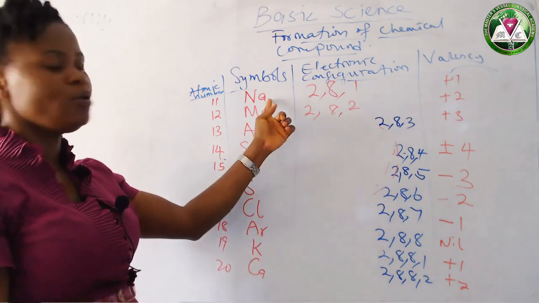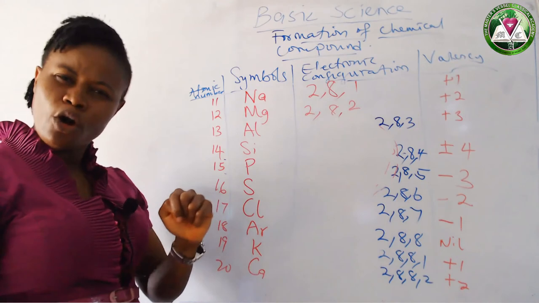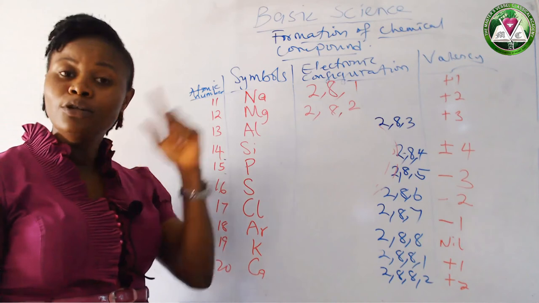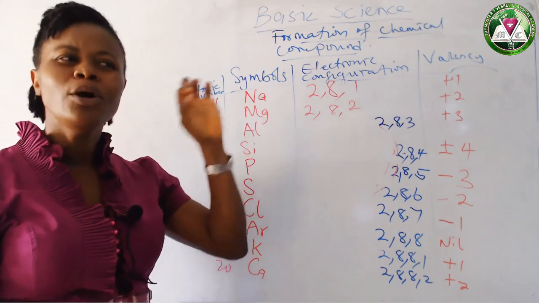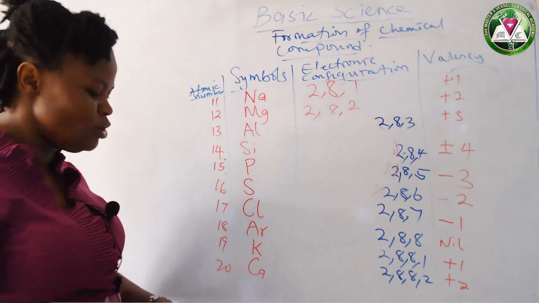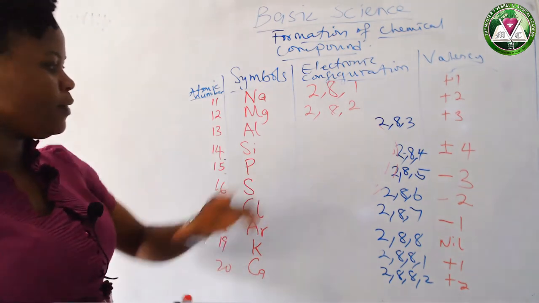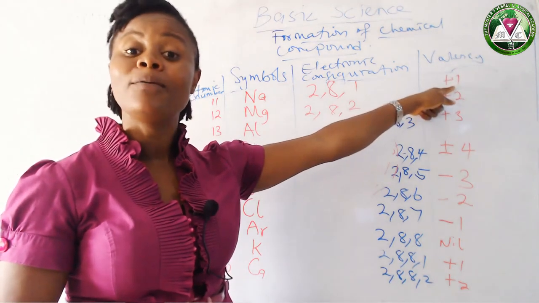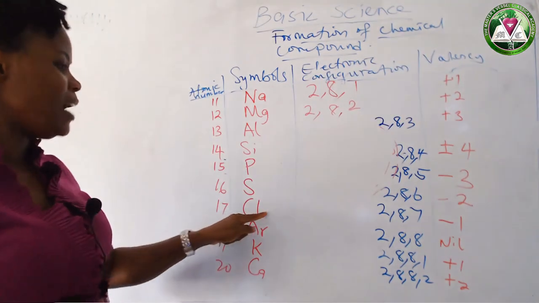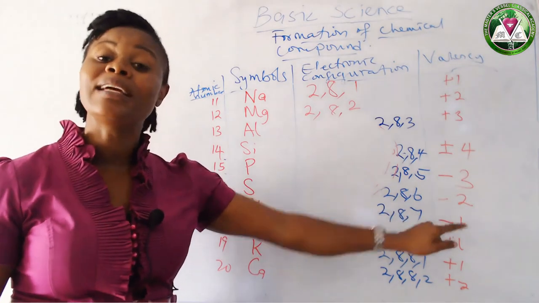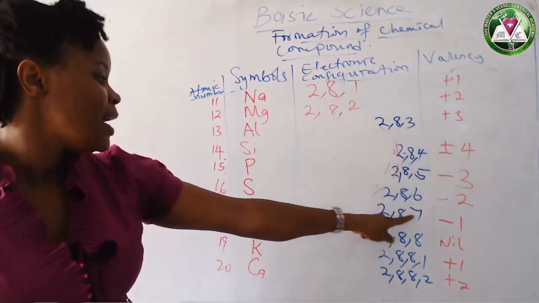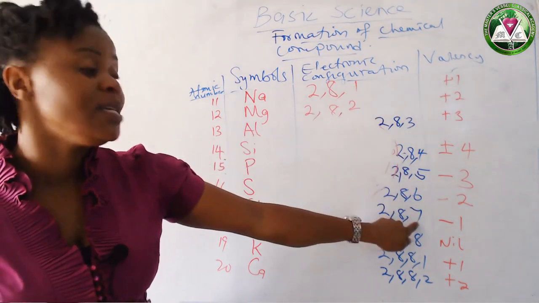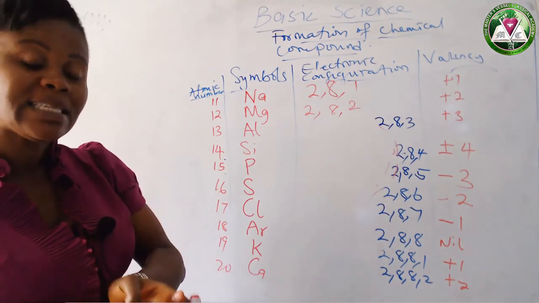For instance, you know sodium very well, right? You know common salt? What is the formula for common salt? Sodium chloride. Now, we can easily write sodium chloride using what we have on the board. Sodium has 1 as its valence. And chlorine has what? 1 as its valence. Remember, when you look here, you see that this one is 7. This one is 1. So this one will give to this one for them to combine to be complete.